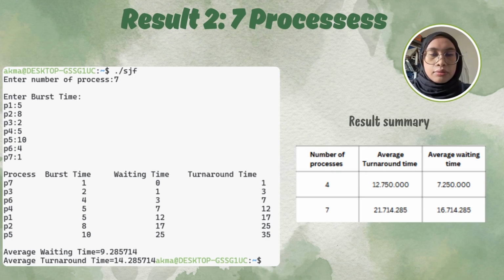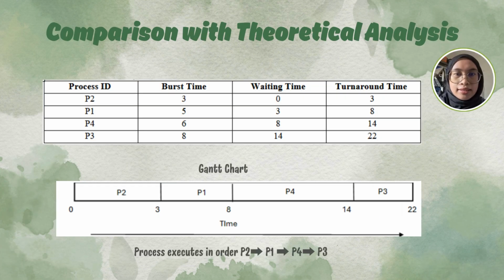And the average waiting time for the whole process is 9.285714, and the average turnaround time is 14.285714. This is the result we get from the theoretical.